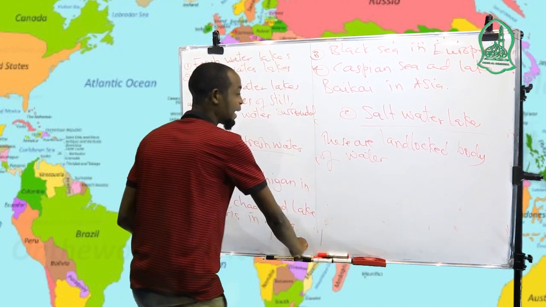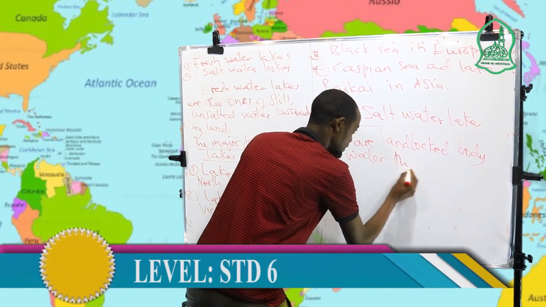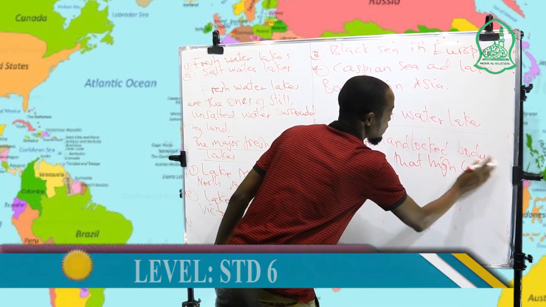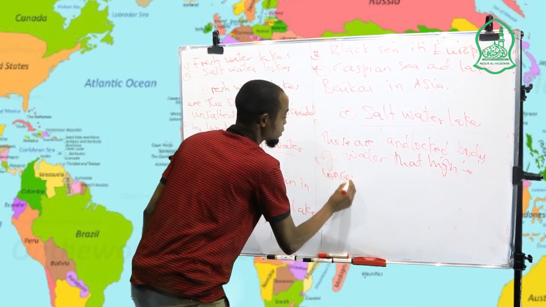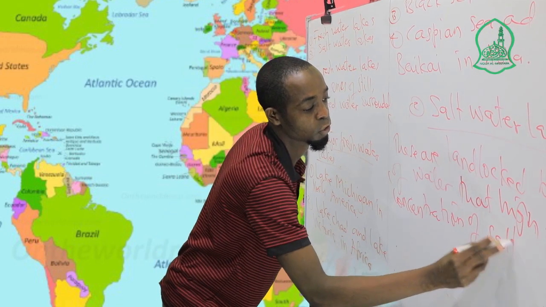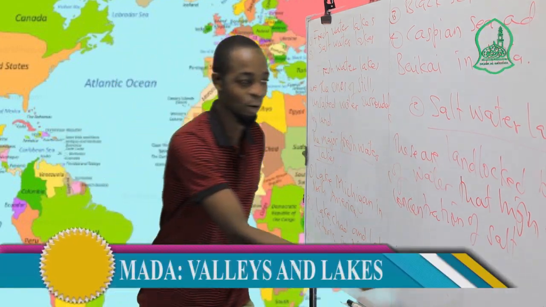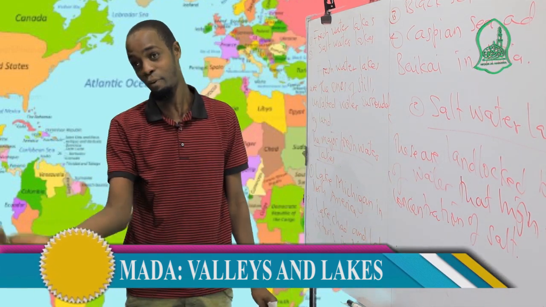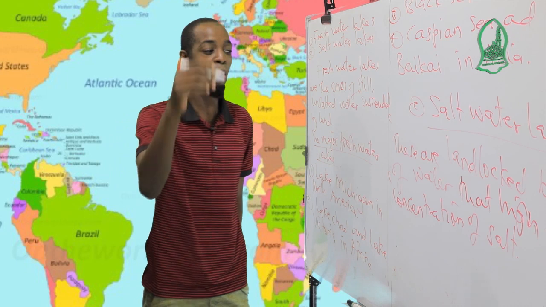that have a high concentration of salt. It means that they are landlocked water bodies found on the continent, but they contain a high concentration of salt.